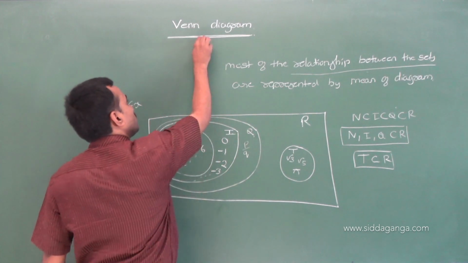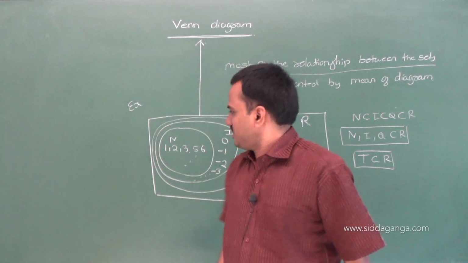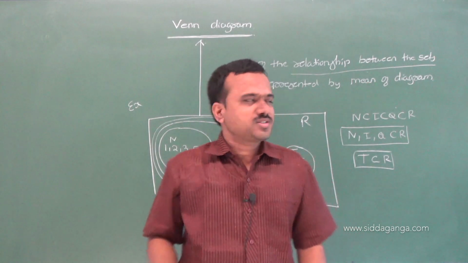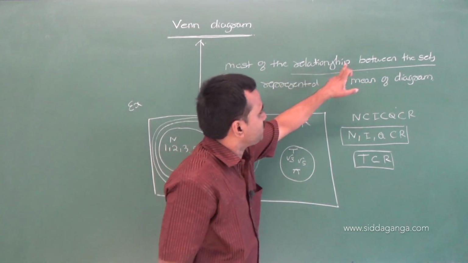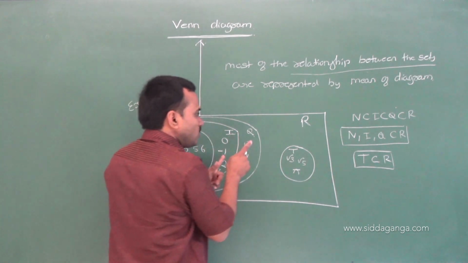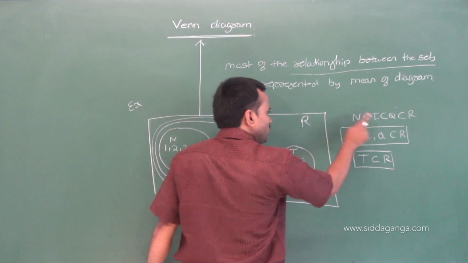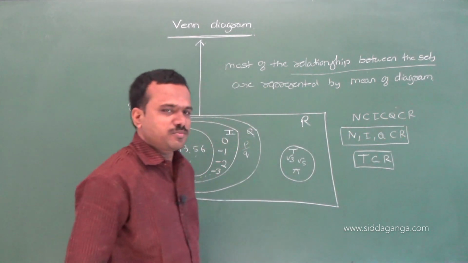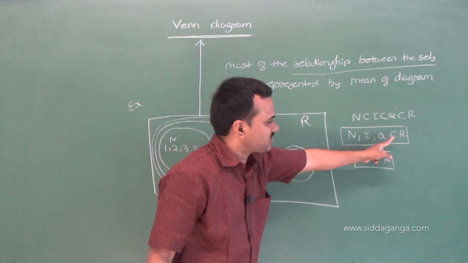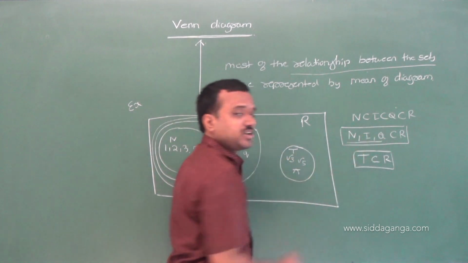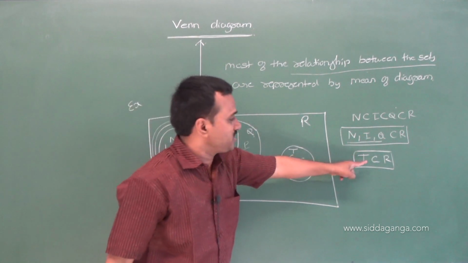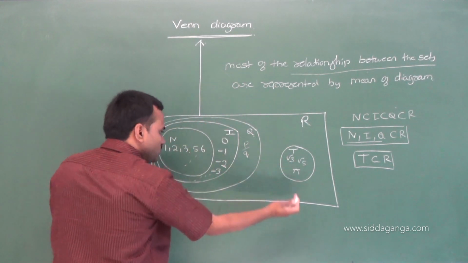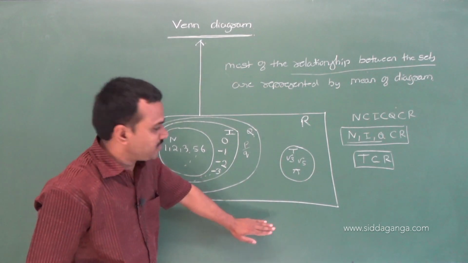This diagram I call a Venn diagram. Venn diagram shows the relationship between the sets. What is the relationship? Natural numbers are a subset of integers. Integers are a subset of rational numbers. Rational numbers are a subset of real numbers, which means natural numbers, integers and rational numbers are subsets of real numbers. This is the subset relation. And irrational numbers are also a subset of real numbers. So all the relationships I represented by means of a diagram.